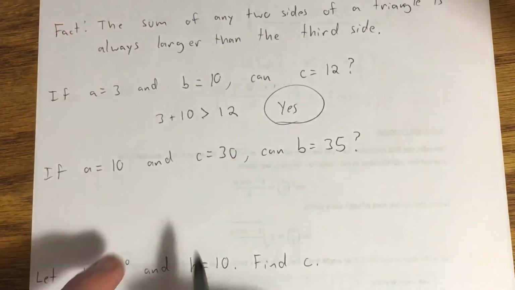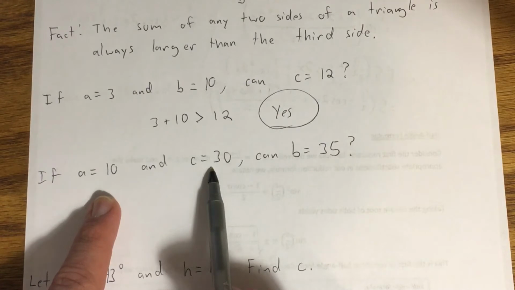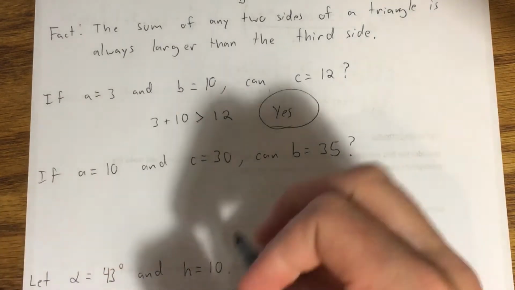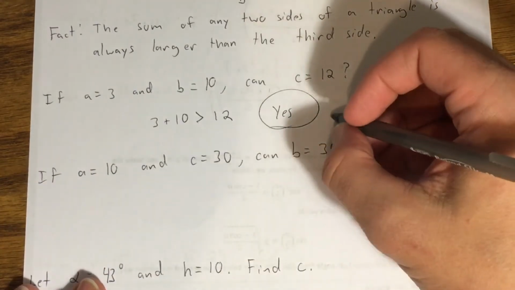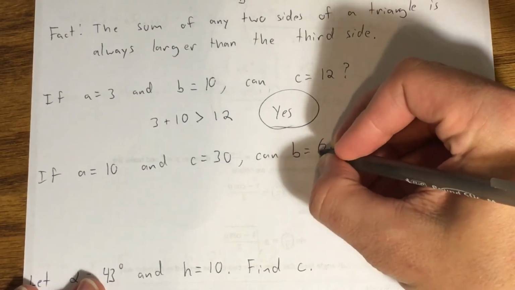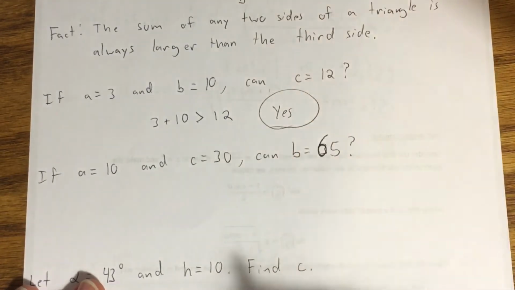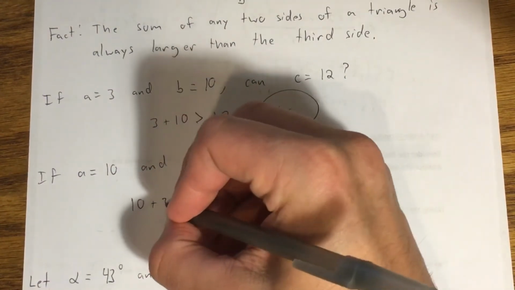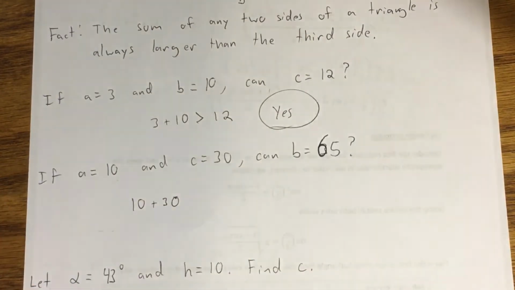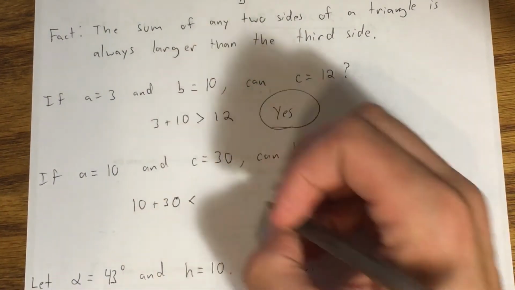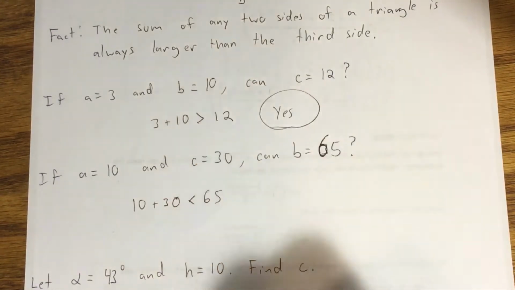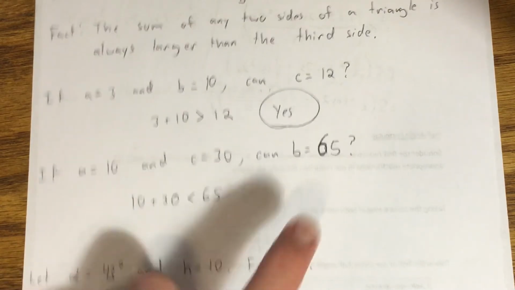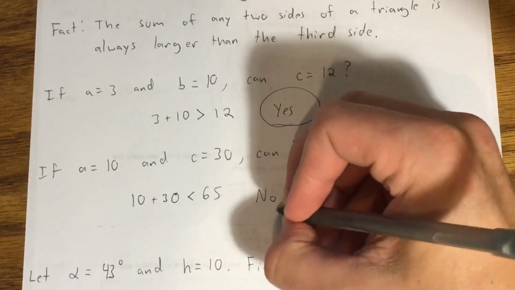Another question. If A is equal to 10 and C is equal to 30, so here another two sides of that triangle, can B equal 65? I put the wrong thing here, I wanted this to be a 65. Let me change that. Can B be 65? In this case, if I add up these two sides of this triangle, 10 plus 30, that's equal to 40. And the sum of those two sides, 40, is still smaller than the third side. This violates the triangle inequality. This is impossible if these three values are to be sides of a triangle. So the answer here is no.